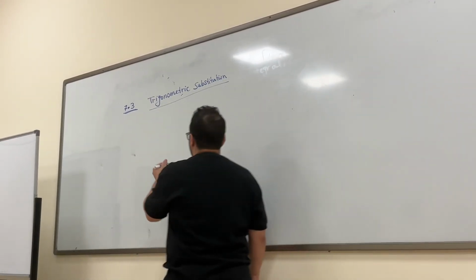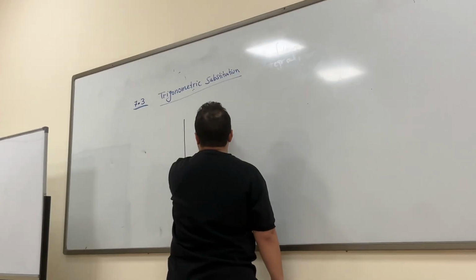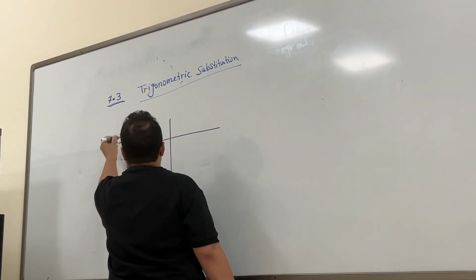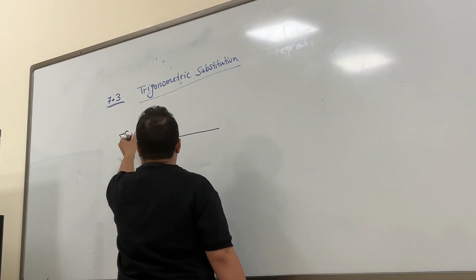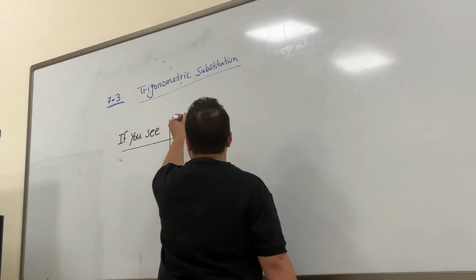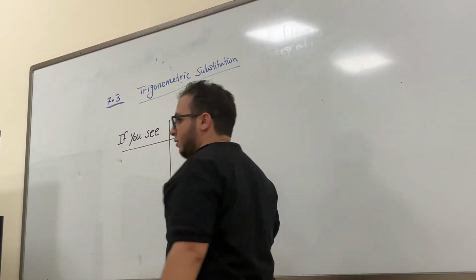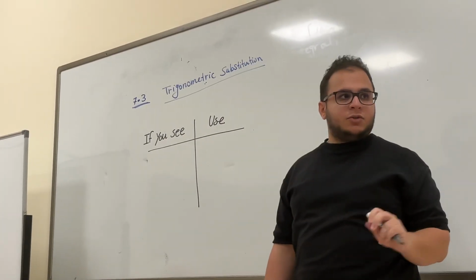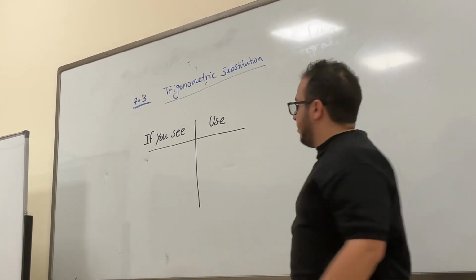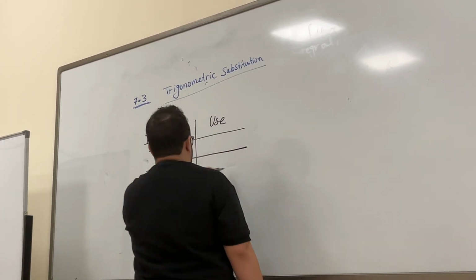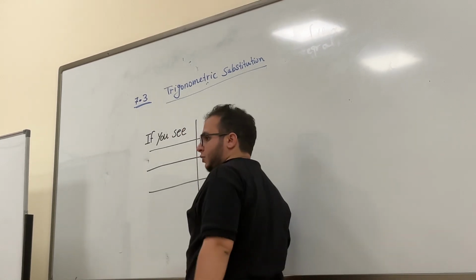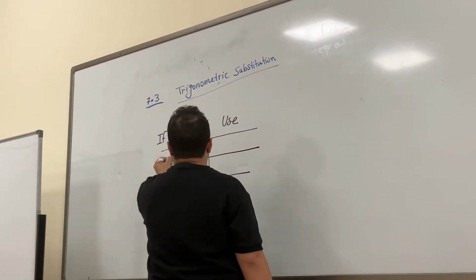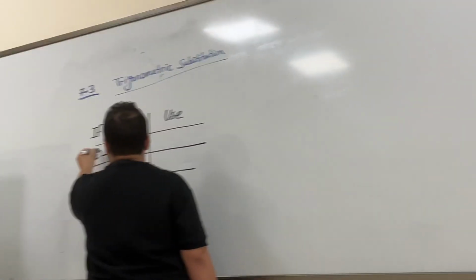So what do we need to do here? Now, if you see something, use something else. This is the section. I see something, I use a specific substitution. It's essentially a substitution. If I see any term in the question that contains x squared minus, or let me start with a squared minus x squared.